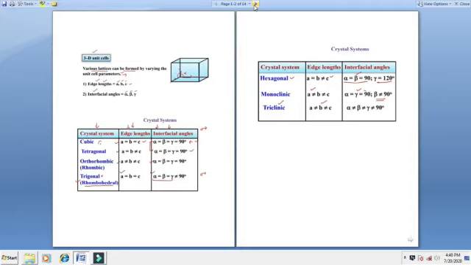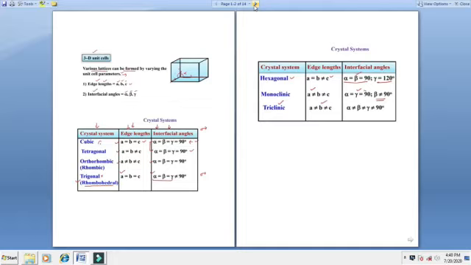The next crystal system is hexagonal crystal system, in which a equals b, but b is not equal to c. And interfacial angles, two angles are equal. Alpha equals beta, but the gamma angle is equal to 120 degrees. Alpha and beta are equal to 90 degrees.